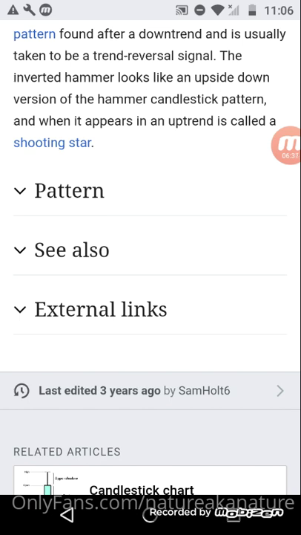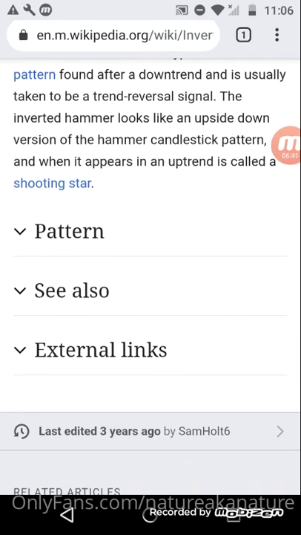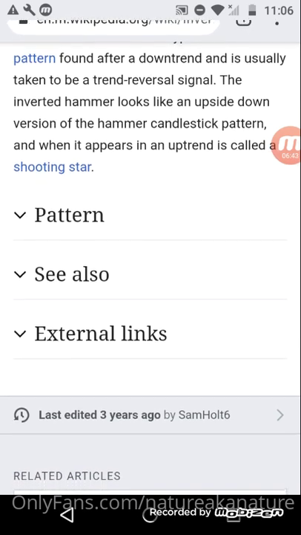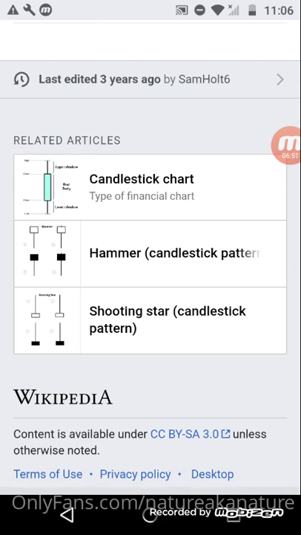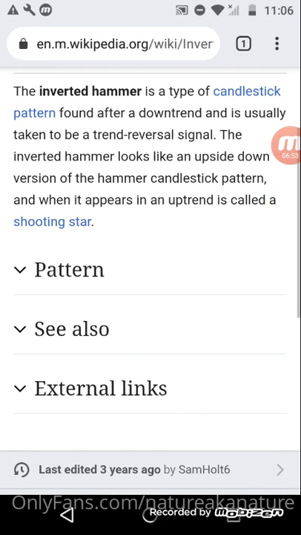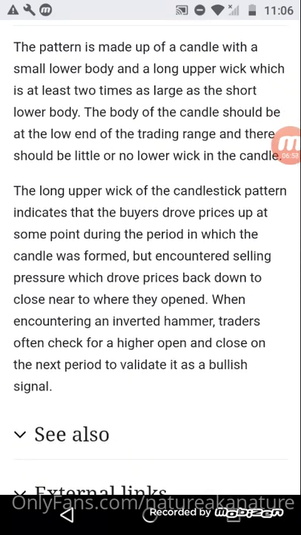I do see this in the market recently, a shooting star forming during an uptrend. So it's called a shooting star. Let's see what they say. This pattern is made up of a candle with a small lower body and a long upper wick, which is at least 2 times as large as the short lower body.